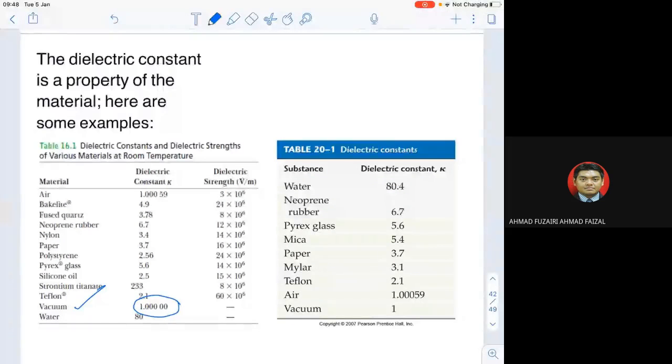Meaning that if we put a vacuum before this, that's why C is equivalent to epsilon naught A over D. I think that is due to vacuum, times 1. But it doesn't affect the equations. So the vacuum value will be 1 for kappa. So that's how we can see that the normal parallel plate capacitor is C equivalent to epsilon naught A over D. But when we introduce a dielectric, then we should use several types of kappa.